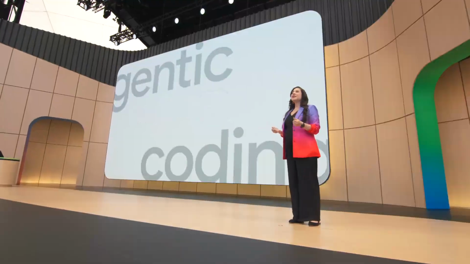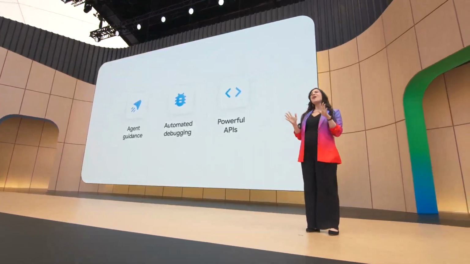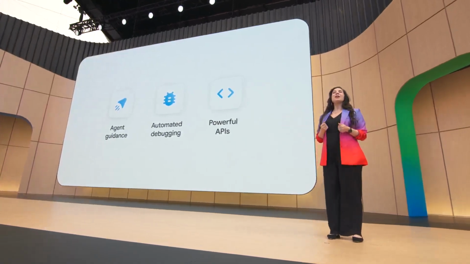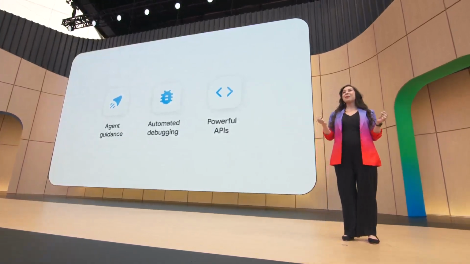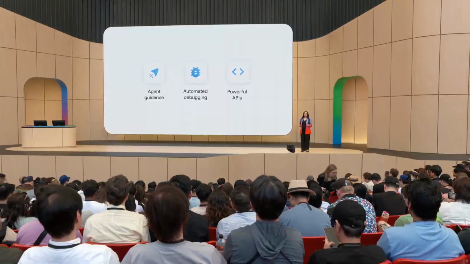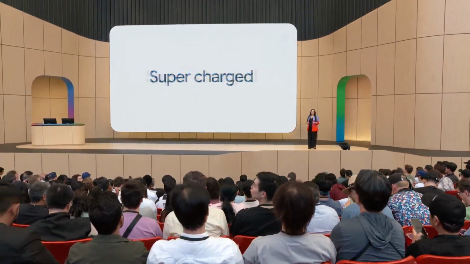What it means to build for the web is rapidly evolving. Today, you'll see how you can harness agentic coding tools to orchestrate all new web experiences with intelligent guidance, automated debugging, and powerful new APIs. This is the future of the web, imagined by you and supercharged by AI.